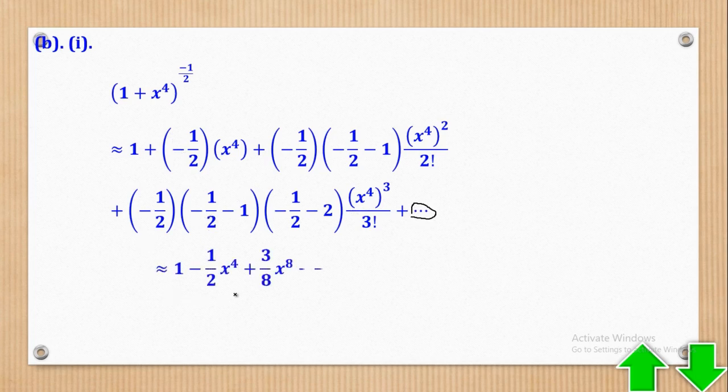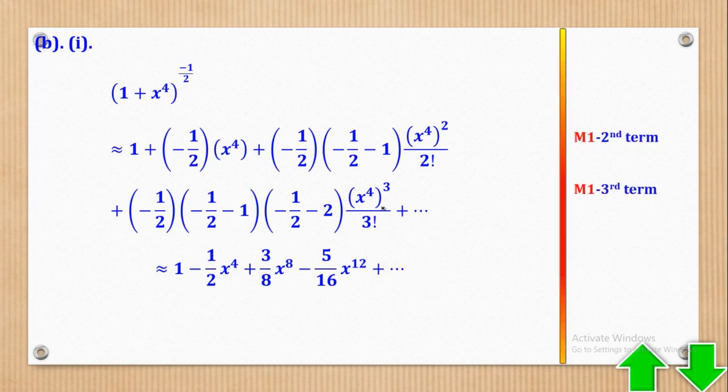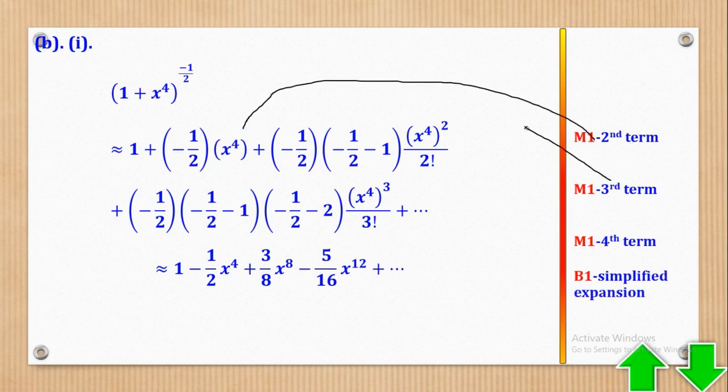The next is to simplify to come up with. Now realize that we are using this symbol for approximation. Don't forget them. So the expansion will be 1 minus a half x^4 plus 3 over 8 x^8 minus 5 over 16 x^12 plus dash dash dash. So that was Roman 1. So M1 for this, M1 for this, and M1 for this, B1 for simplifying.